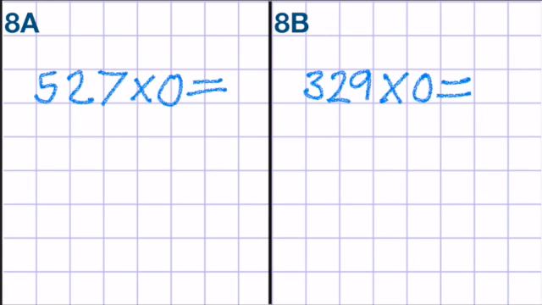Okay, 527 times 0, 329 times 0. So do both of those, press pause and then unpause. 527 times 0 is 0. 329 times 0 is 0. If you times a number by 0, the answer is always 0.